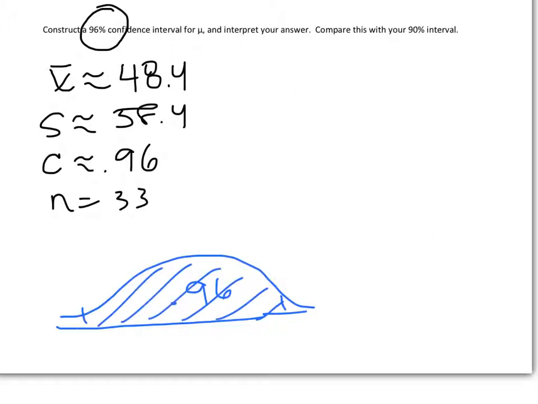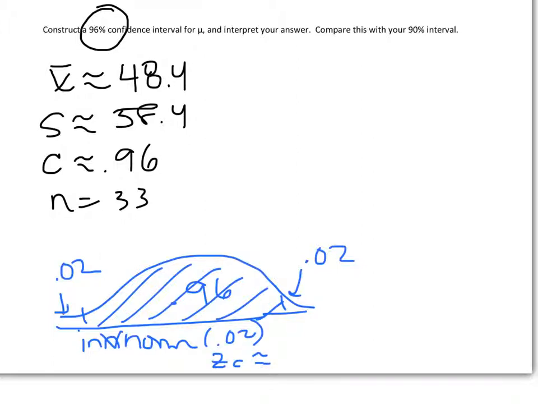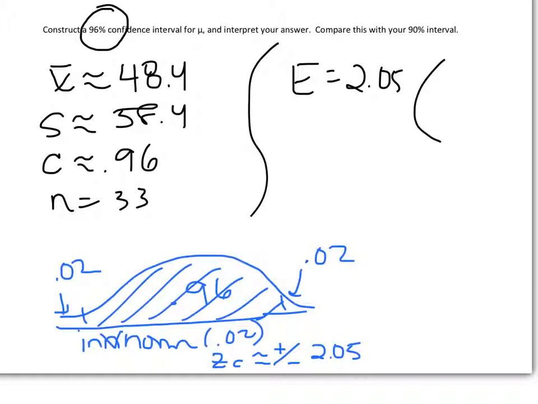Okay, so now let's see, this would have 0.02 in it, and this would have 0.02. So I'm just trying to find my critical value. So if I do inverse norm 0.02, I'll find my critical value to be, it's plus or minus, but I'll drop it when I use the formula, 2.05. Because if I want to be more confident that I get the right interval for my mean, then I have a bigger error. So when I go and do my error now, it's going to be 2.05 times this 58.4 divided by square root of 33.